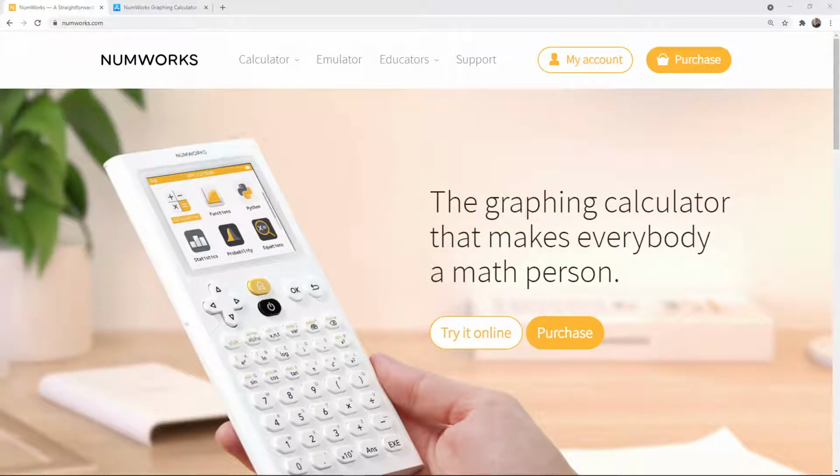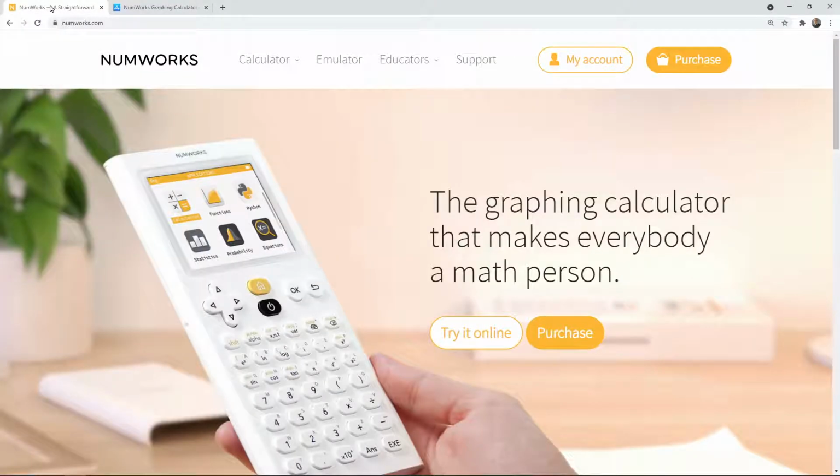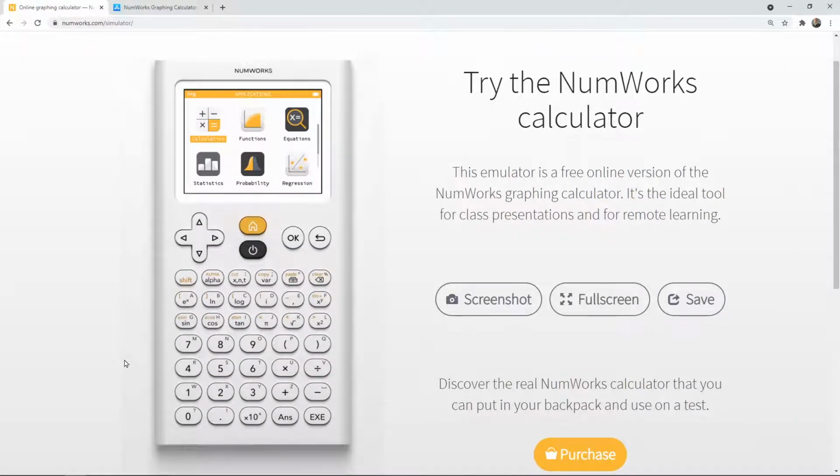I'll give you a quick introduction to the NumWorks calculator. If you don't have the physical calculator, or if you don't have it handy, you can download an app, and this is essentially the same thing, and it functions just the same as the NumWorks calculator. I'm going to use the website. You can also go to numworks.com and hit emulator, and this is a fully functioning calculator.